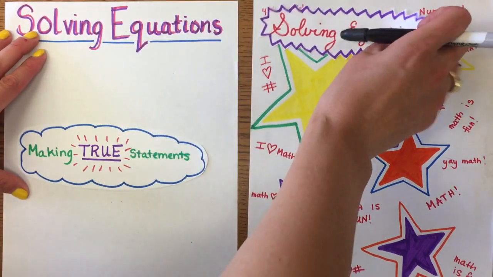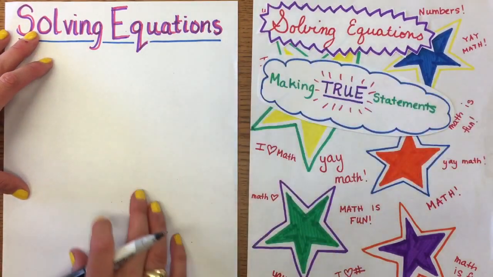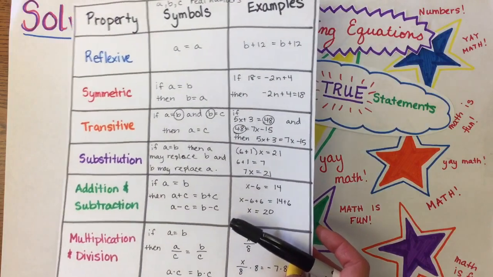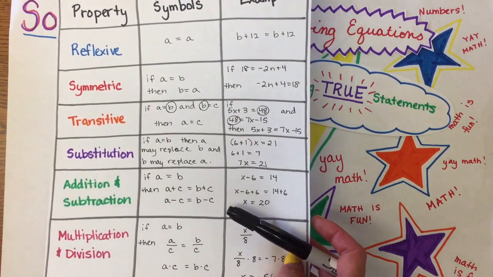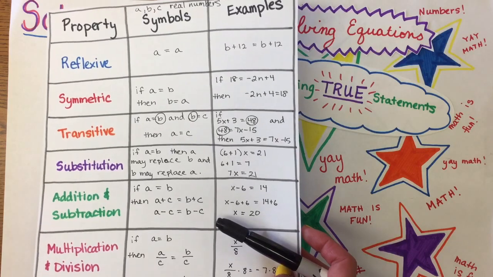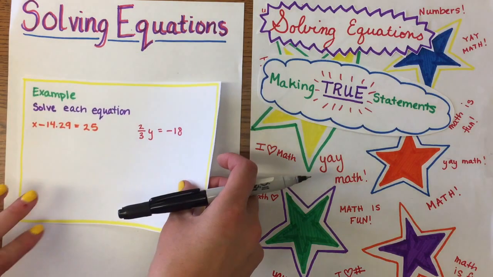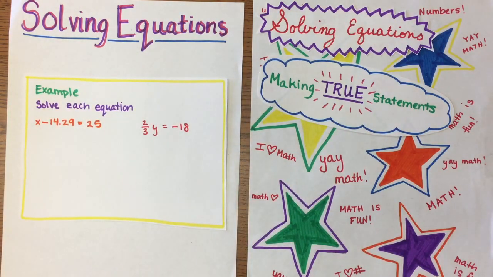In order to make true statements in solving equations, we need to use the properties that we looked at in our last video. As a quick refresher, we have reflexive, symmetric, transitive, substitution, addition and subtraction, multiplication, and division. In addition to those properties of equality, we have the properties of real numbers, like the multiplicative inverse, that we are going to use to solve equations.